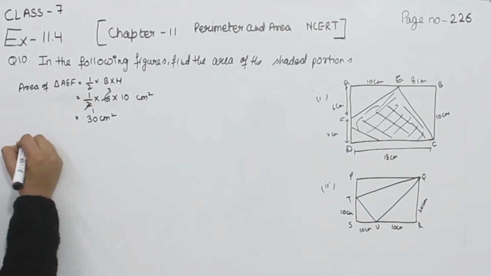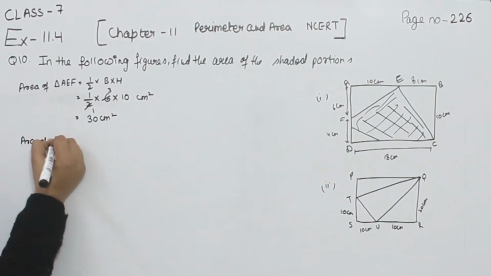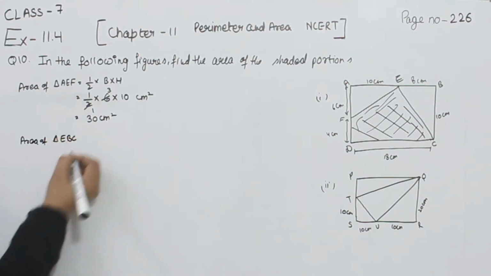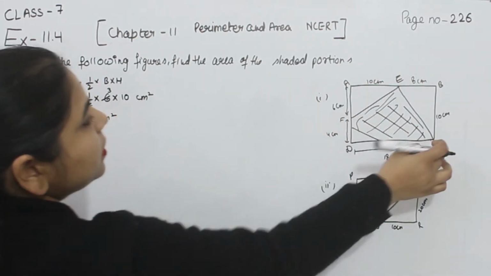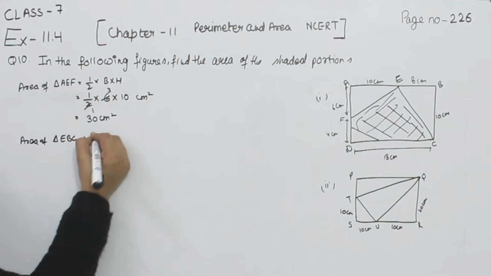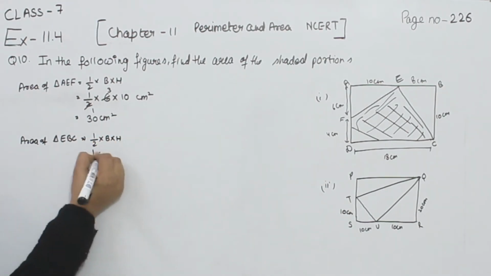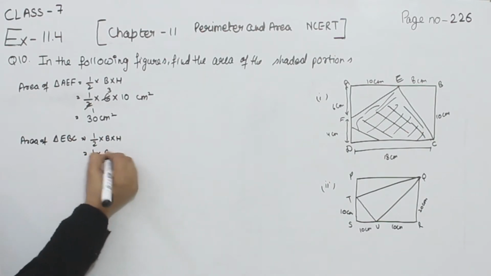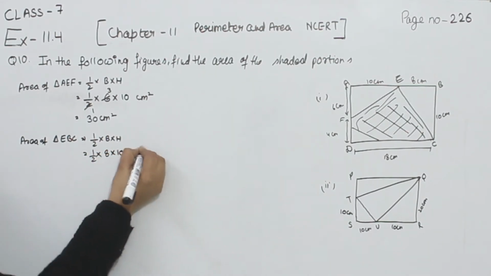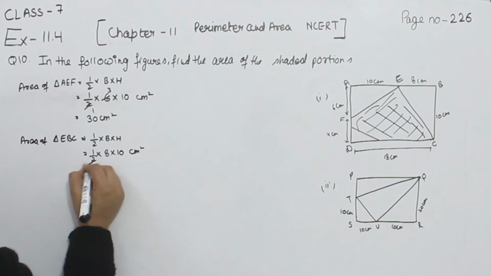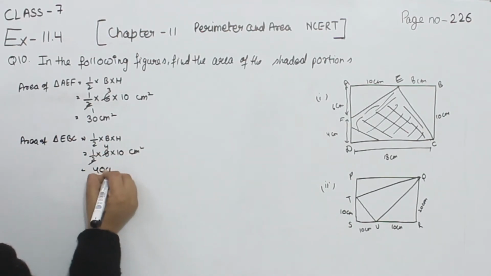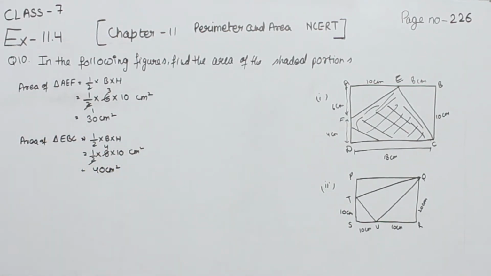Now we'll find the area of triangle EBC. This is the EBC. Now in this one, the formula will be half into base into height. So half multiplied by base we are having 8 and the height we are having 10. So 40 centimeter square is the area of the triangle EBC.